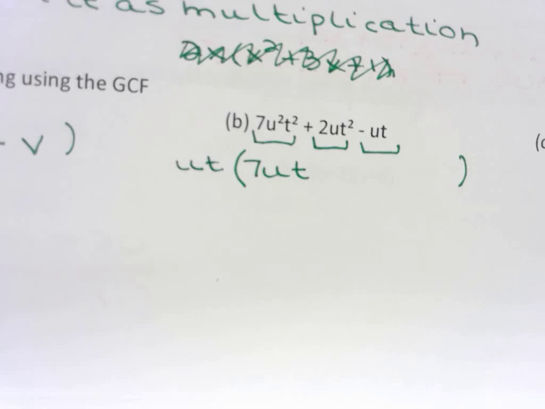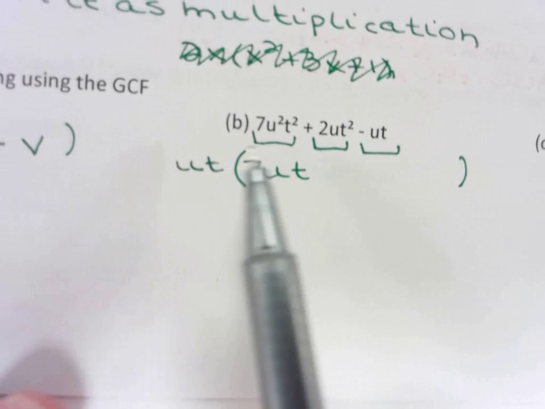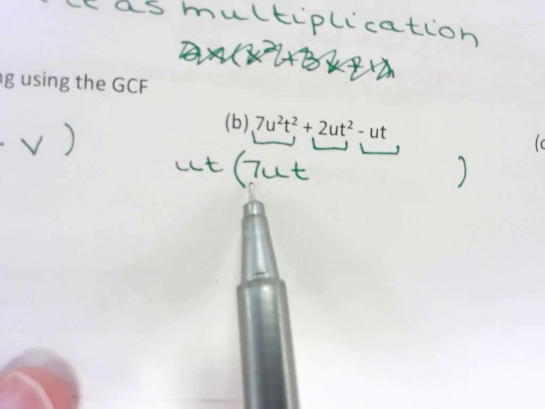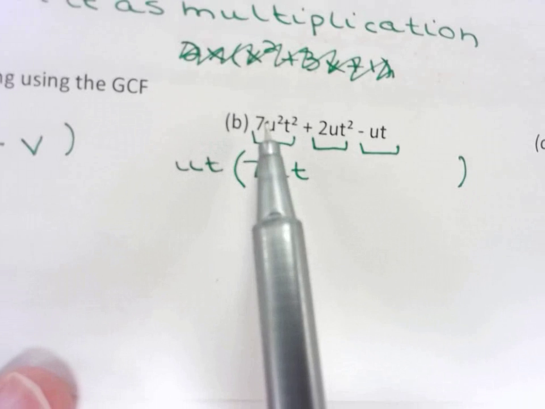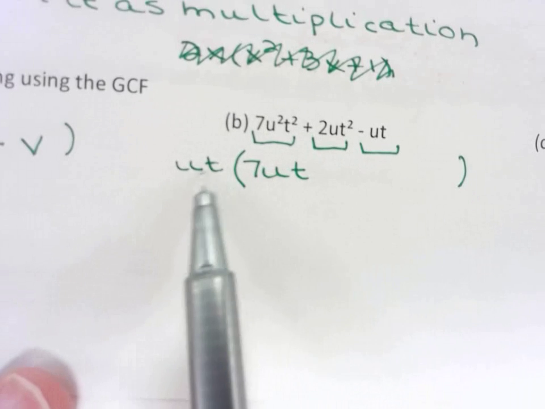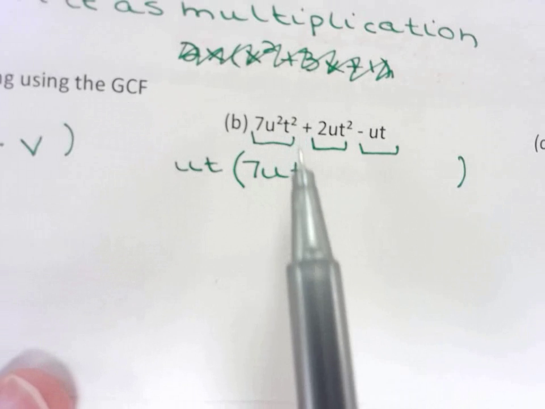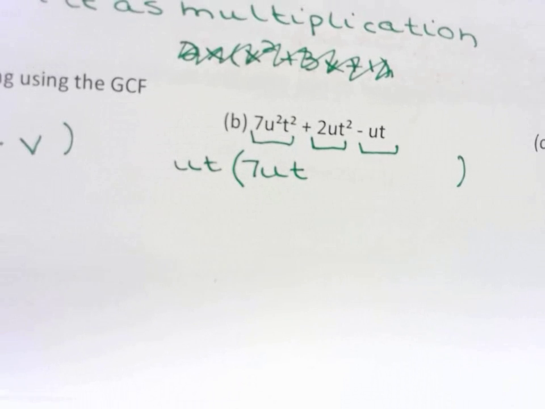Or think about distributing it. 1 times what gives me 7? 7. U times what gives me u squared? U. T times what gives me t squared? T. So you can either think about distributing it, what I need to multiply by, or if I'm taking it out. A couple of different ways you can think about this.